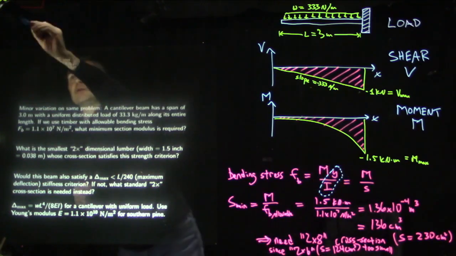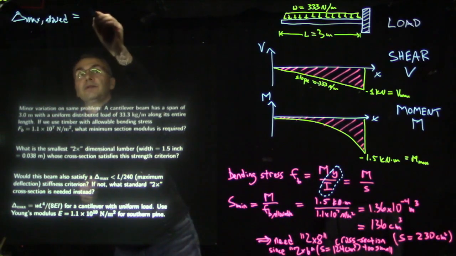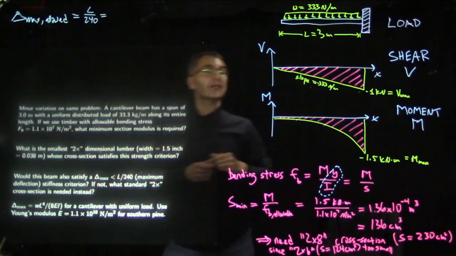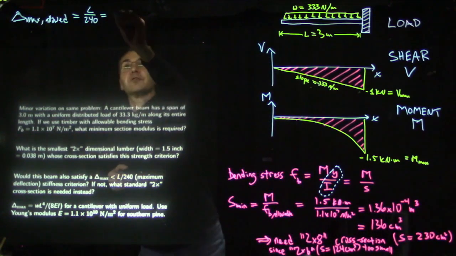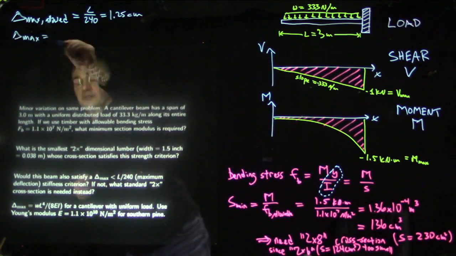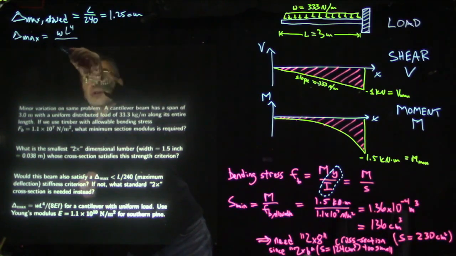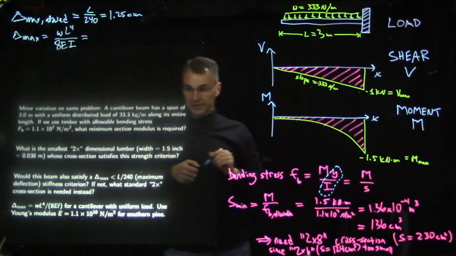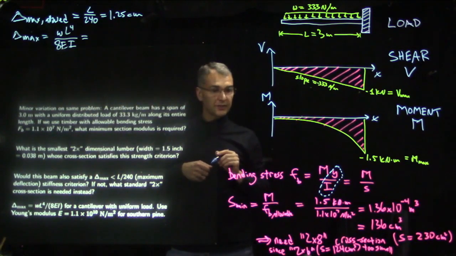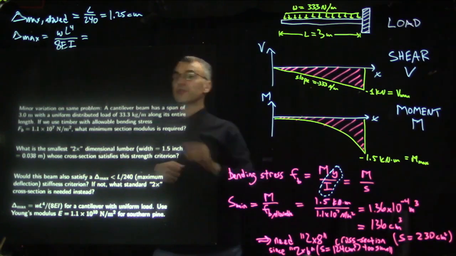So let's figure out. So delta max allowed is L over 240. So 3 meters over 240 is 1.25 centimeters. Then we can plug in delta max equals W L to the 4th over 8 EI. Oh, I don't know if we have I here. So we're going to try this for the 2x8. Well, no, you know what we'll do? Let's just solve for I.